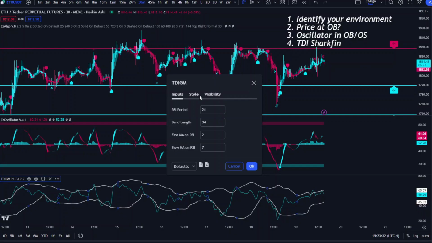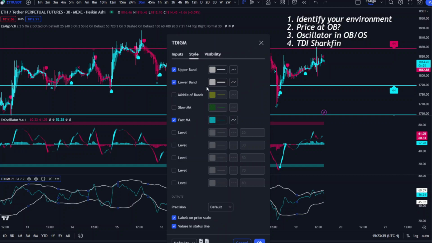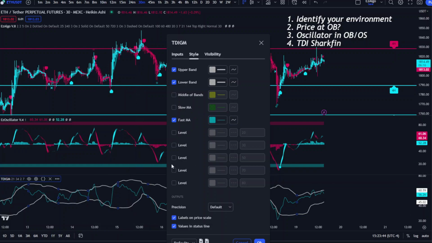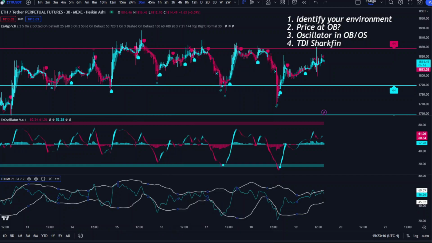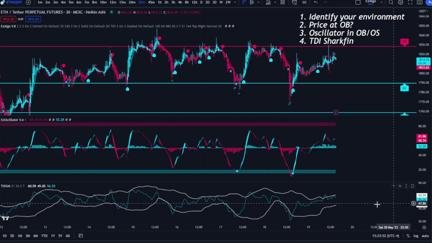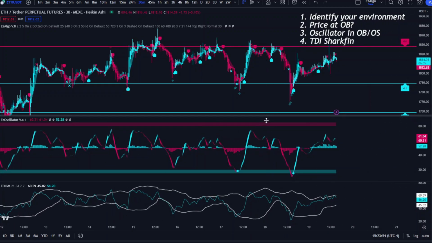Then come in here to the style tab. Keep the upper and lower bands toggled on, turn off the middle bands, turn off the slow MA, keep the fast MA on. I changed it to this EzAlgo color, makes it more congruent with my chart, and then turn off all of the levels below. Now you're going to want to use the TDI shark fin, what we call them, in confluence with the EzOscillator.